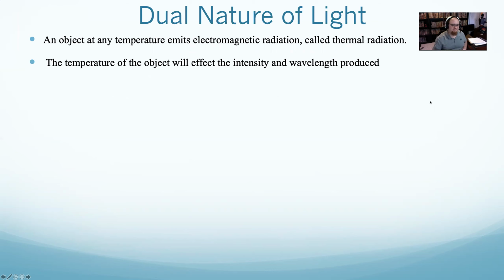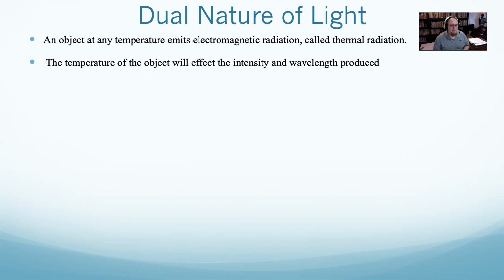Here's the general idea. An object at any given temperature emits electromagnetic radiation. That's what radiation is, as we talked about in chapter 6 or 7, I forget which. It's called thermal radiation.